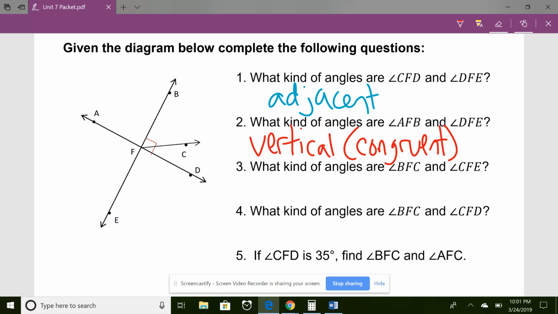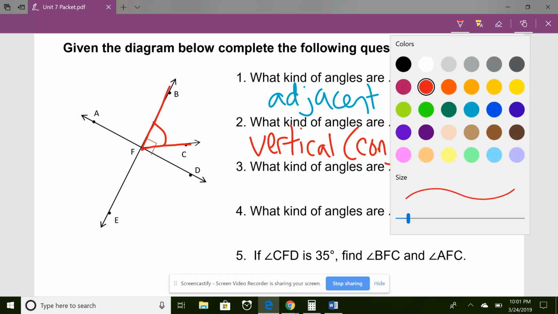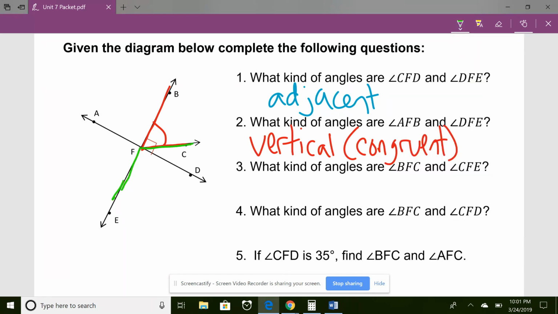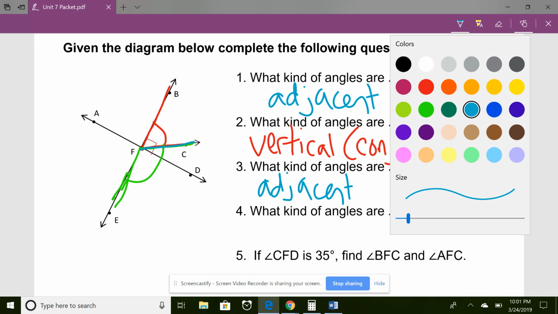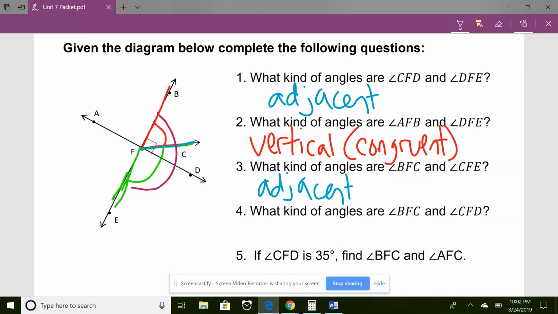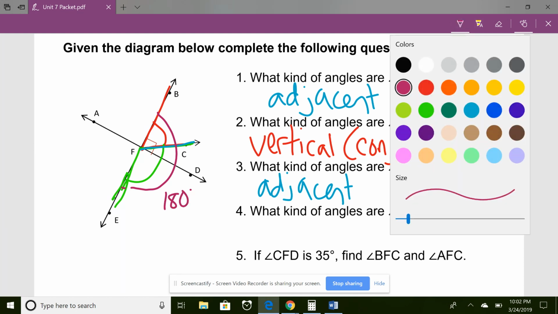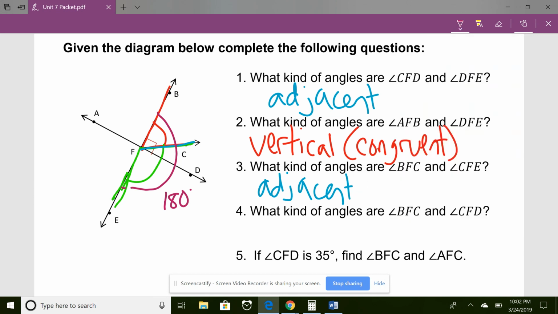Okay, let's erase this. BFC and CFE. So BFC and CFE. All right, so both of these share a common side, so they are adjacent. Also, they form a straight line. This whole angle measure right here is 180 degrees. So when that's 180 degrees, they are supplementary. So it's adjacent and supplementary.